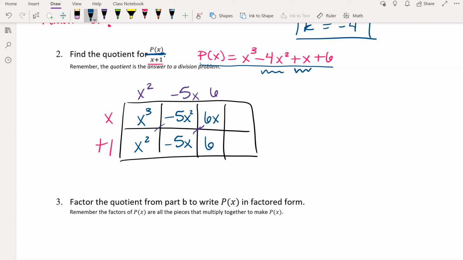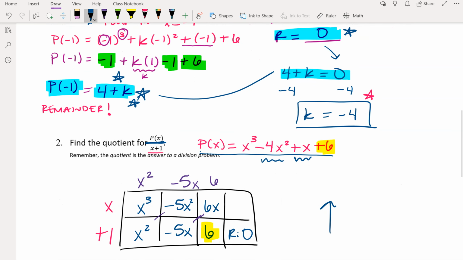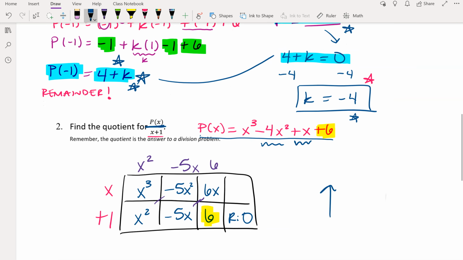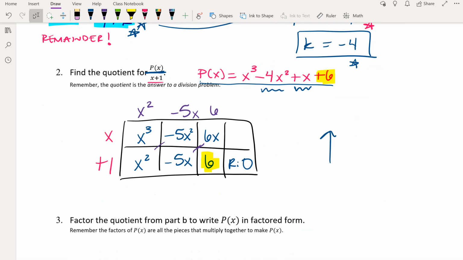Okay, did we have a remainder? Well, did we end with the number we needed? We needed 6 at the end. We got 6 on the inside. That means the remainder is 0. Y'all, didn't we just say in the problem above that the remainder was going to be 0 if we made k equal to -4? Yeah, we did. So, yay, it worked. We got a remainder of 0. We were supposed to get a remainder of 0.